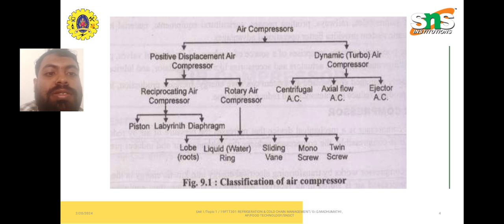These are the types we have seen, in which air compressors are divided into positive displacement and dynamic type. Positive displacement is further divided into reciprocating type and rotary type. Reciprocating is further divided into piston type, labyrinth type, and diaphragm type. Rotary air compressors are divided into lobe or roots type, liquid water ring type, sliding vane type, monoscrew and twin screw types. Dynamic air compressors are divided into centrifugal, axial flow and ejector air compressors.